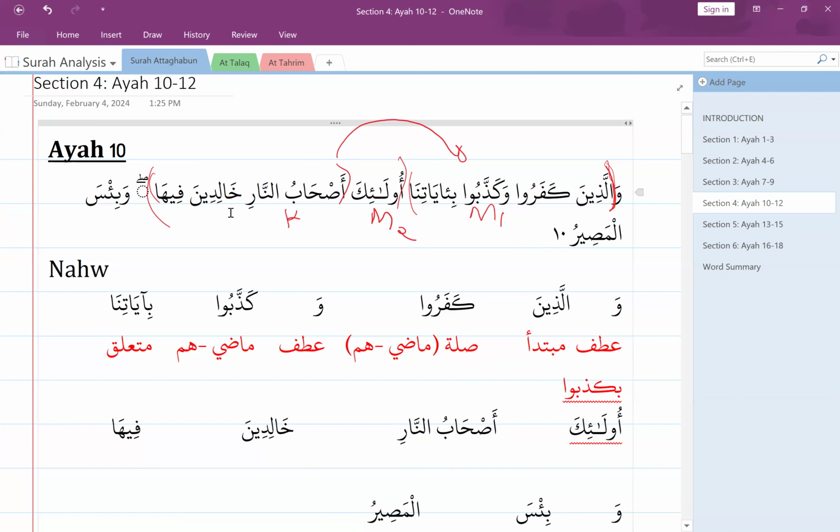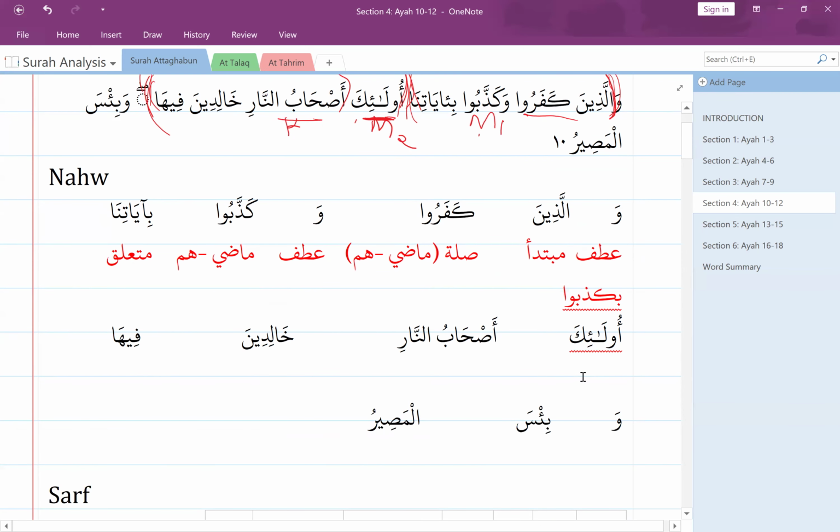I thought ulaika would be mubtada, and ashabun nari khalidina fihi would be the khabar, which again forms the khabar for allazina kafaru wa kadhabu bi ayatina. Yes, you can look at it like that. You can say this is one bucket mubtada, and this is one bucket khabar, and inside the khabar we have mubtada again and khabar. So what you end up with is mubtada, mubtada, khabar. Whether you say this whole thing is khabar or that this is mubtada, you still end up with the same thing. Is that clear? Either way, it's fine. But when you go inside the sentence, of course, ulaika becomes mubtada, but the whole thing is going to be khabar. So this is ulaika, this is mubtada.